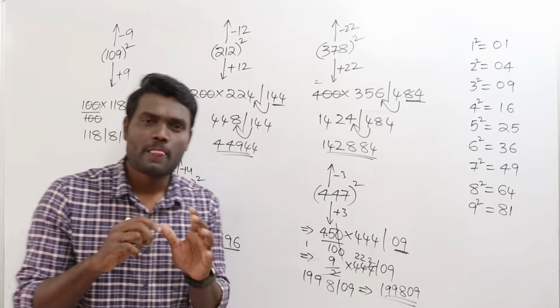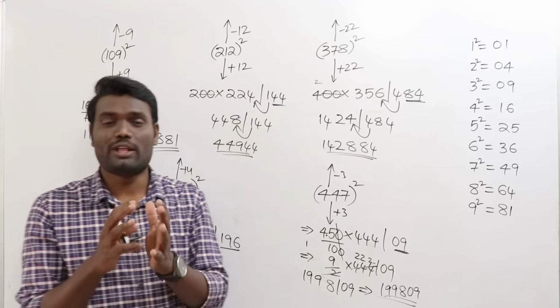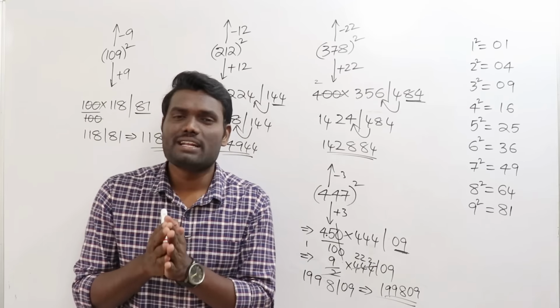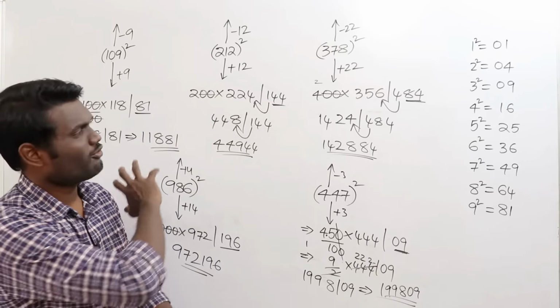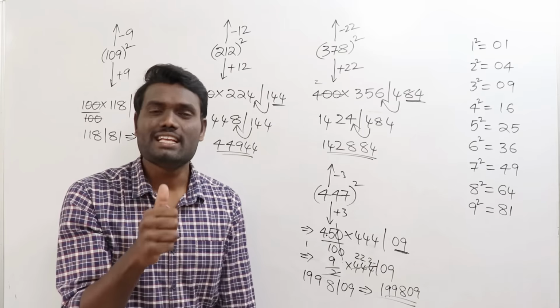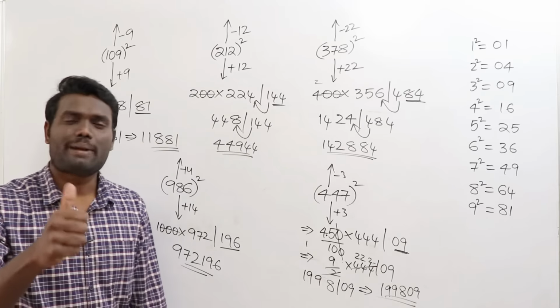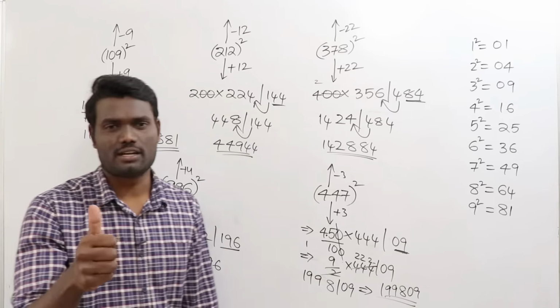Okay, these are simple calculations. The only thing you need to do is practice more and more. When you practice more and more, you can calculate the square of any number faster, as we have done. Practice more and more, and it is going to be really fast.